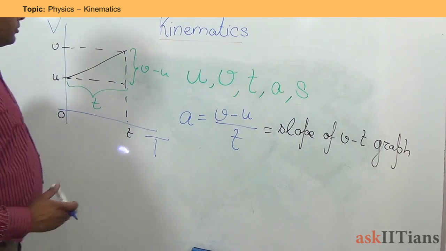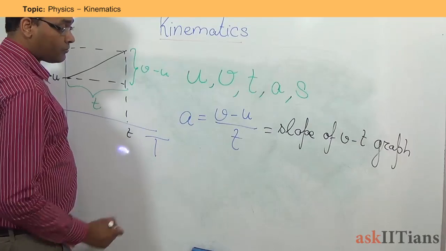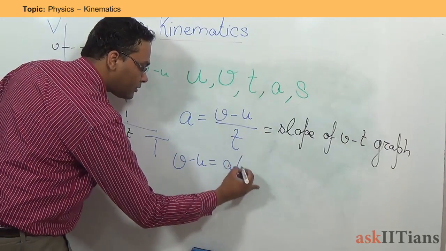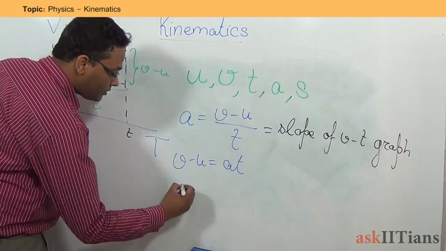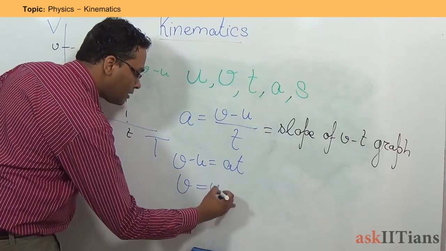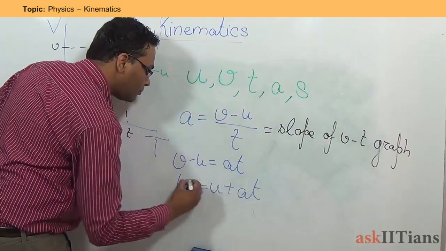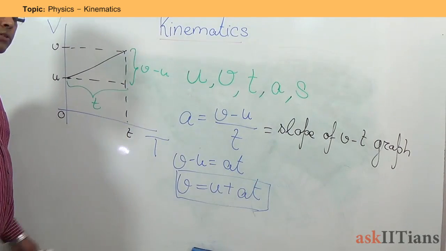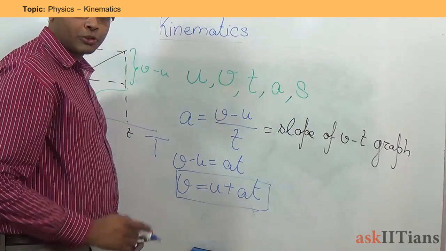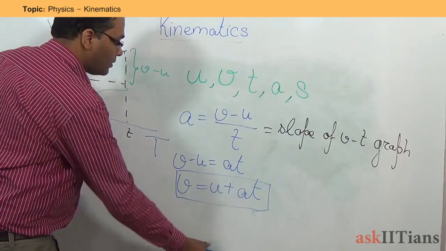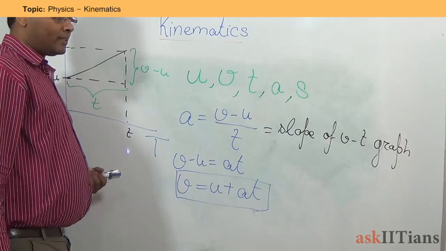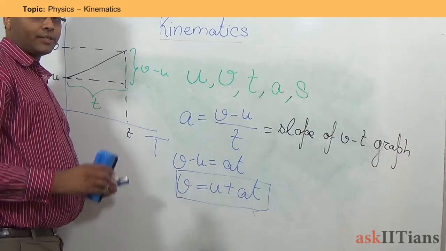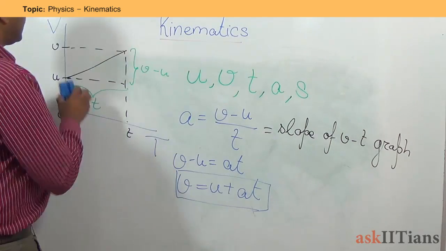Now, if I want to simplify this particular expression, what will I get? I can simply say that v minus u is equal to a into t, or the final velocity is given by v equals u plus a t. So this is what is known as the first equation of motion. Okay? So this is what I am doing using a graphical method. I will be deriving these equations again using something that you will be studying later on in mathematics, that is calculus.